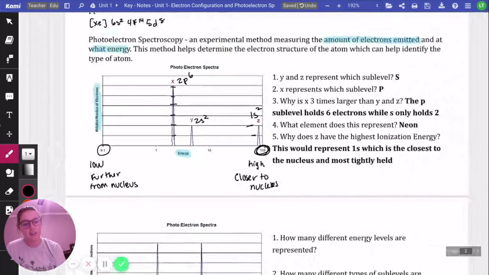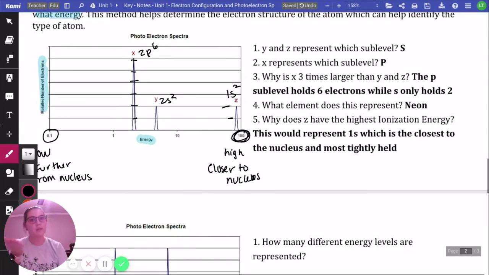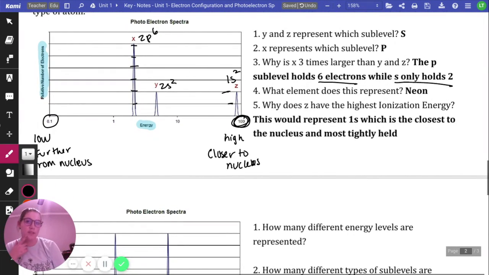So then our questions over there are like, Y and Z represent which sublevels? Well, they represent the s sublevel. And then X is which one? It's our p sublevel. Why is X 3 times larger than Y and Z? Because there's 3 times the electrons. Our p sublevel holds 6, while our s only holds 2. What element does it represent? We would do our configuration and use our periodic table. So 1s2, 2s2, 2p6 leaves us with neon. And then it says, why does Z have the highest energy? Because it's held closest to the nucleus.